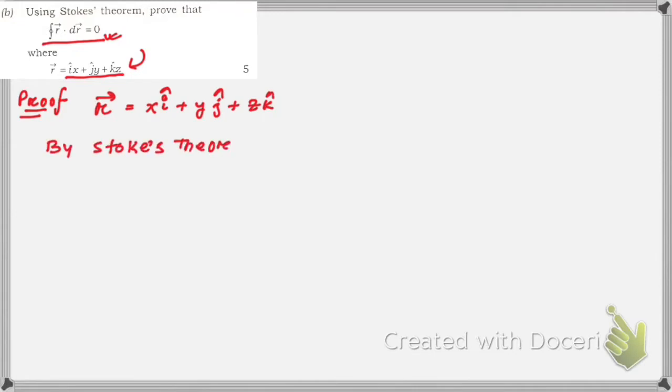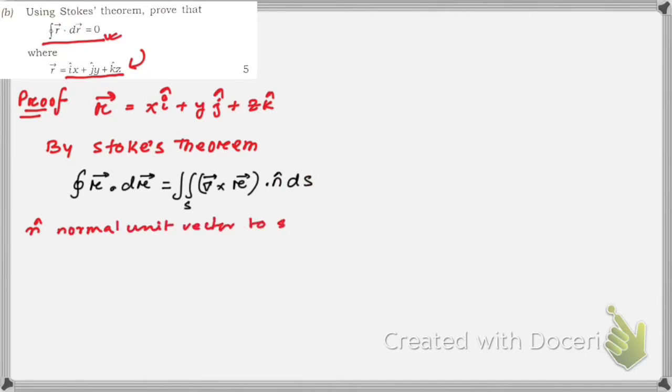By Stokes theorem, we get that the line integral of r vector dot dr vector is equal to the surface integral of curl r vector dot n cap ds, where n cap is the normal unit vector to the surface ds. So this is, suppose, equation number 1. And here you see the curl of vector r.